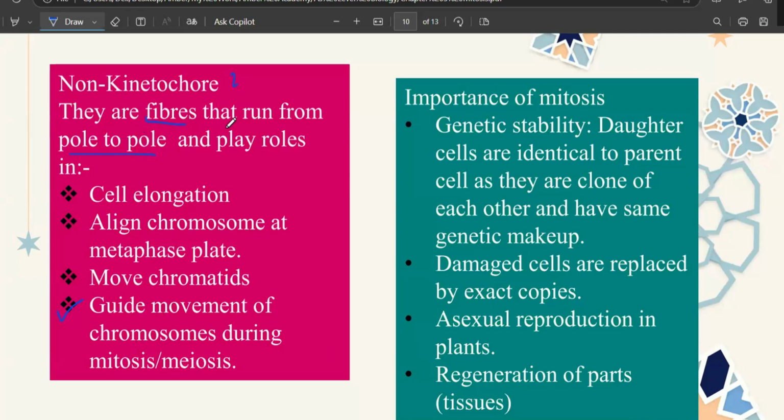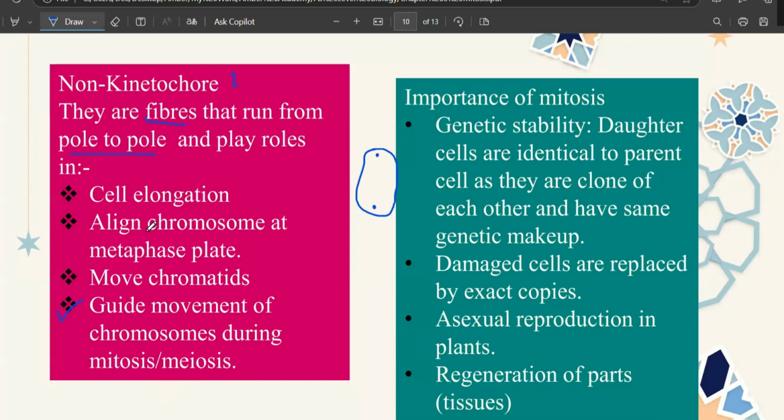So basically, these are the fibers that run from pole to pole. So we have studied the cell has poles, right? And these are those poles which guide the movement of chromosomes during anaphase. We talked about the fact that your chromosomes become V-shaped, right? So they become V-shaped during anaphase and then they're pulled towards the poles. So these non-kinetochores are somewhere present over here, and these are fiber-like structures that are present from pole to pole. And since they're present at pole sides, this is why it is helping your chromosomes to move during mitosis and meiosis.